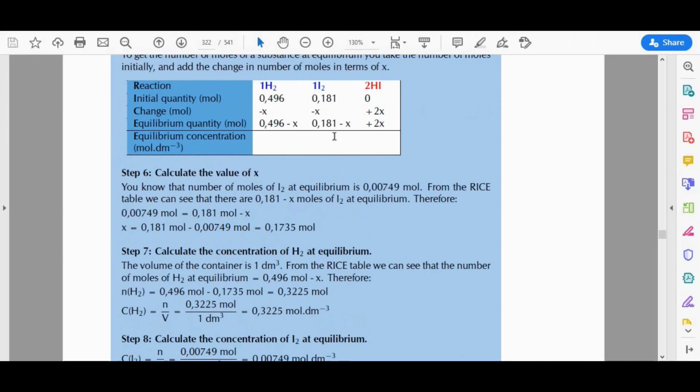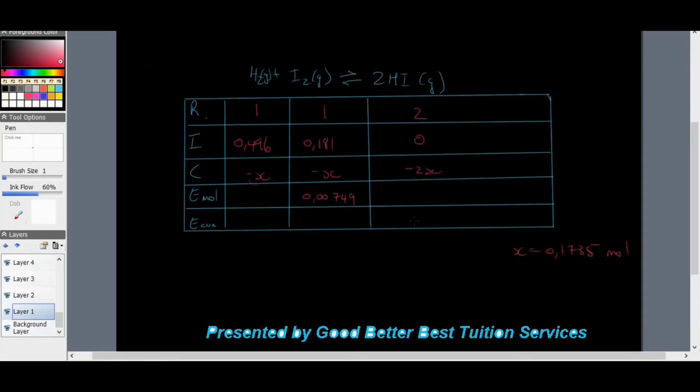I'm just going to get my calculator so we can enter in our table, because they don't exactly put in a fully functioning table there for us at the beginning. So we calculated our value of x to be 0.1735, so that value will obviously go in there. So we need our equilibrium mole, which is 0.496 minus 0.1735. We get 0.3225.